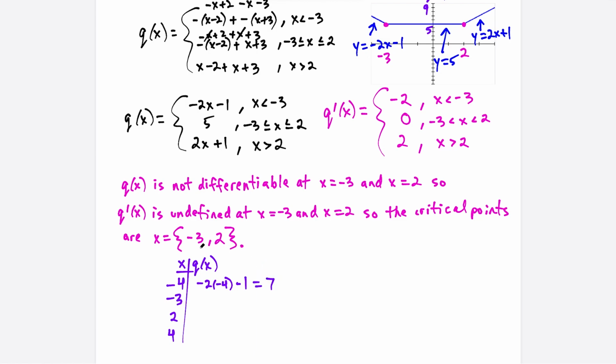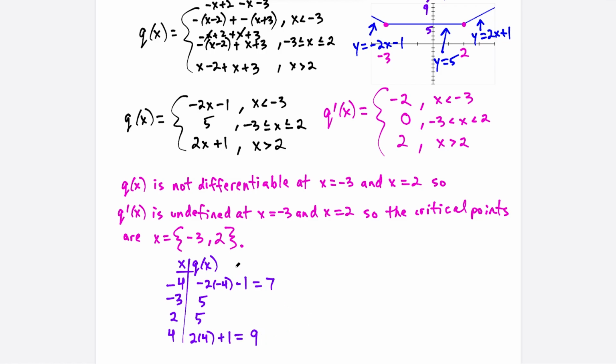And then we could see when we plug in negative 3, that's in this middle piece here. When x is negative 3, the y value is 5. So we have y equals 5, and then at x equals 2, we still have y is equal to 5 here. And then if we look, we could see that when x is equal to 4, we would plug into this bottom piece here, and we'd have 2 times 4 plus 1 is equal to 9.